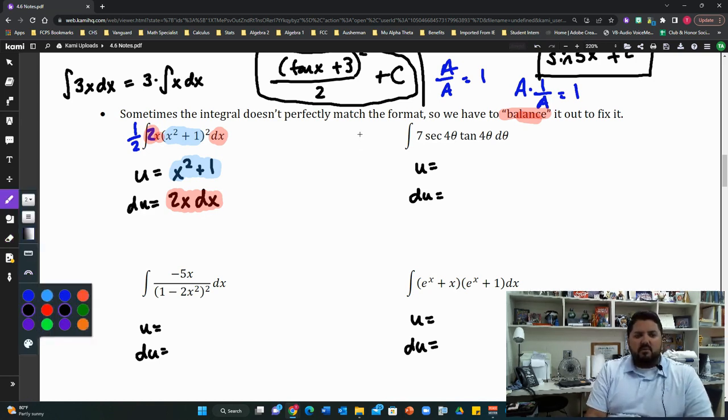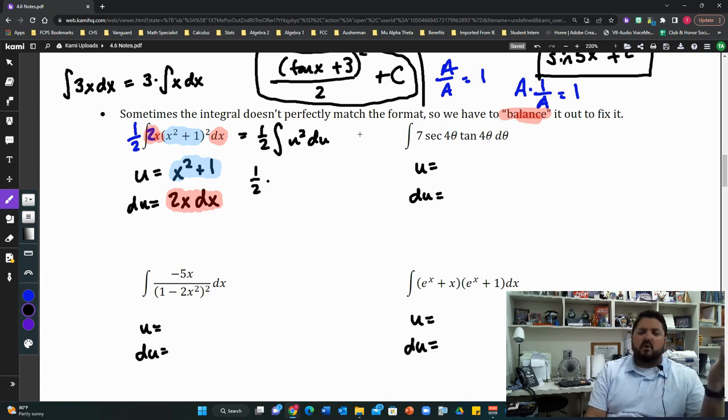So what that allows us to do now is now I'm ready to rewrite. So now this becomes 1/2 times the integral of u squared du. And then we integrate like normal, but at the end, you're going to have these extra coefficients out in front. So 1/2 times u cubed over 3 plus c. U gets replaced, so we have x squared plus 1 cubed. And then we just simplify the coefficients. 1/2 times 1/3 really is 1/6. And then we still have plus c.